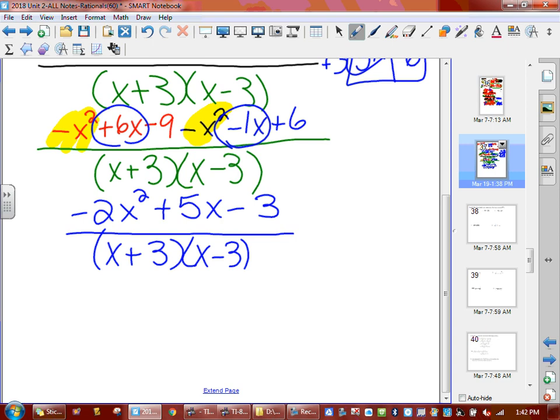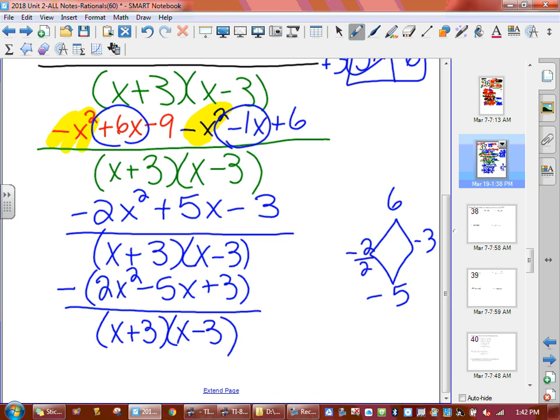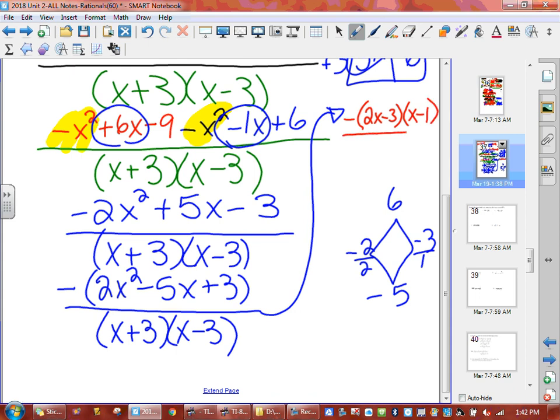And it doesn't diamond. Actually, it does diamond, but it doesn't produce anything. So if we took a negative sign out, we'd have 2x squared minus 5x plus 3. And then diamond: 6, negative 5, negative 2, negative 3, divided by 2, divided by 1. So, final answer: negative (2x minus 3)(x minus 1), all on top of (x plus 3)(x minus 3).